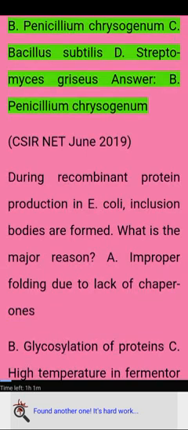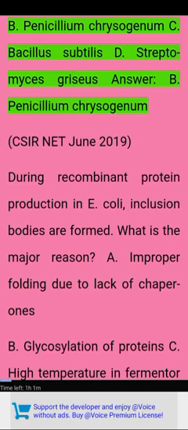B. Penicillium chrysogenum. C. Bacillus subtilis. D. Streptomyces griseus. Answer: B. Penicillium chrysogenum. CSIR NET June 2019.